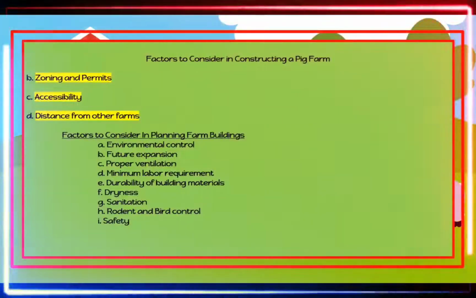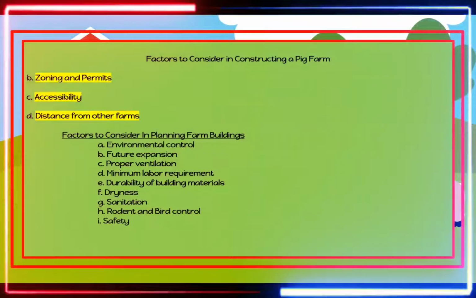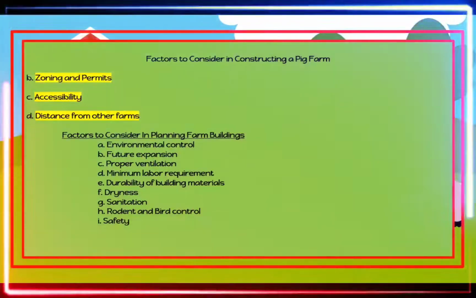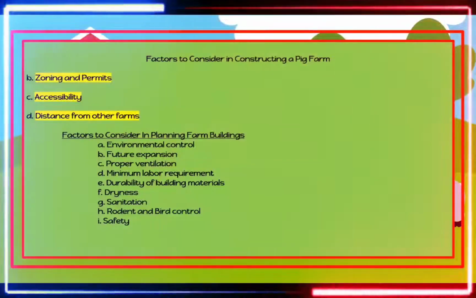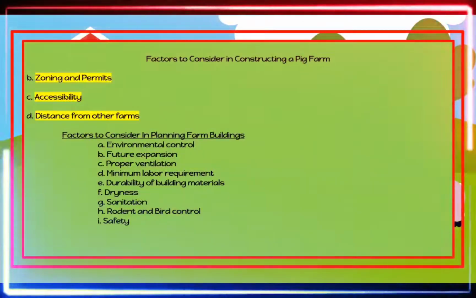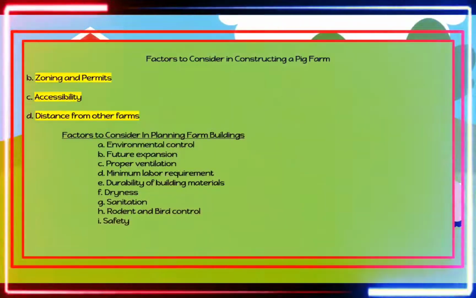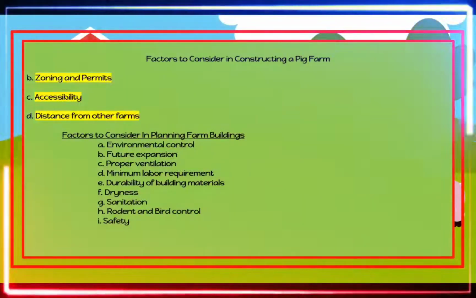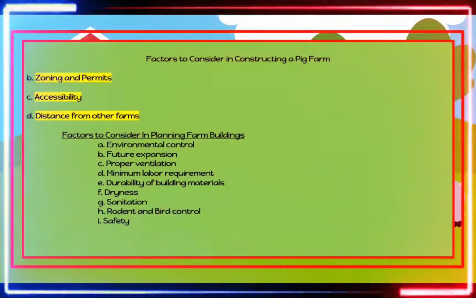Next factors, zoning and permits. Check out local zoning laws and regulations for a proposed location. If it is zoned on another man's agricultural property, study the situation carefully before building the pig pen or pig house. Secure all required permits, such as building, environmental, and other permits required by the government before constructing.